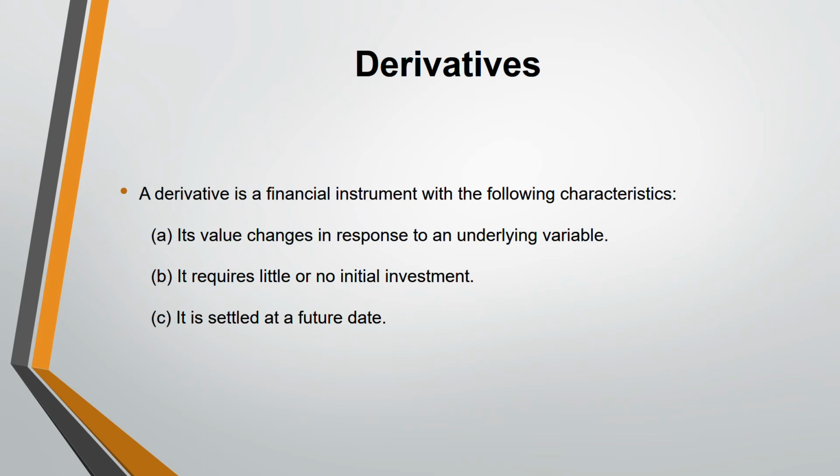For example, options, future, forward, money market, these are examples of derivatives that you use to hedge. You will be settling it at the future date. No initial investments are required, and value of it also changes based on the variables. Now, derivatives are always measured at fair value through profit and loss. Nothing to do with amortized cost, nothing to do with fair value through OCI. Always at fair value through profit and loss.